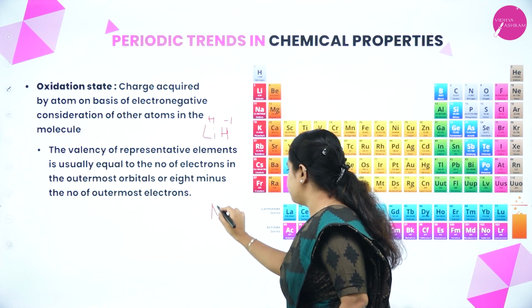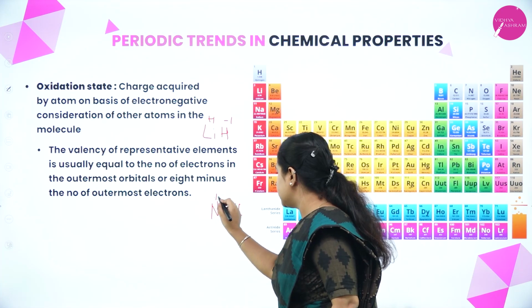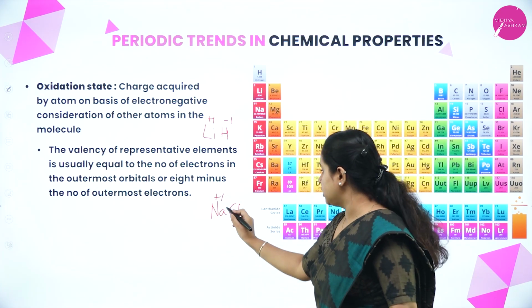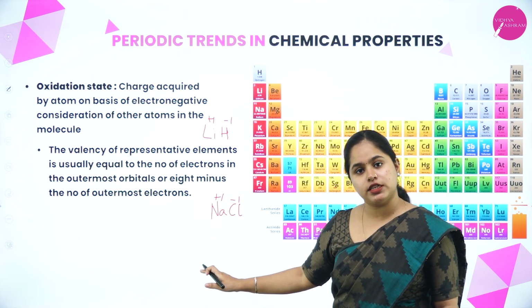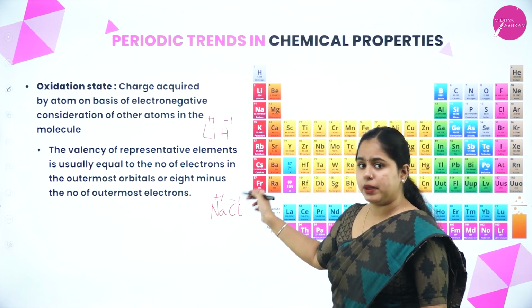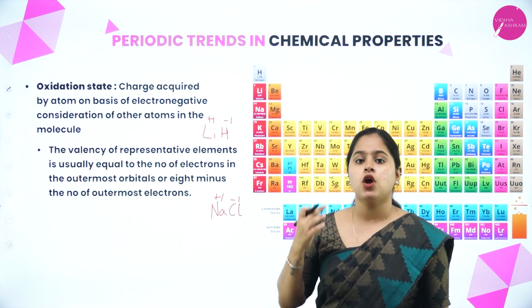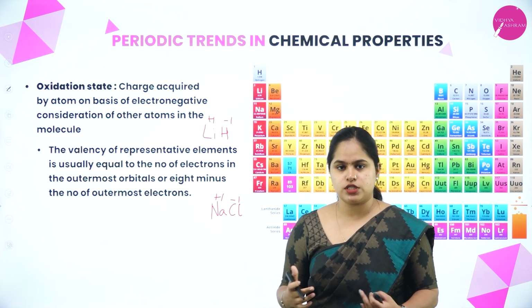Let's take the example of sodium chloride. In this case, sodium will have a +1 charge and chlorine will have a -1 charge. So, what will be the oxidation state of sodium? It will be +1 and the oxidation state of chlorine will be -1. So what you have to remember is oxidation states can be +1, +2, any values it can obtain.